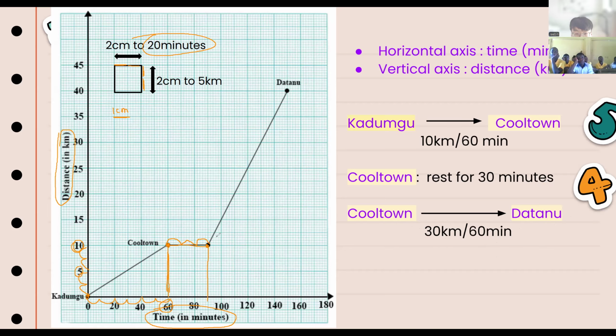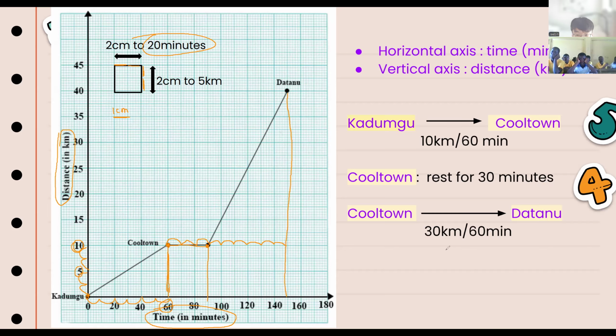So we need to go here, 6 centimeters in the horizontal axis. Let's count. 1, 2, 3, 4, 5, 6. It's over here in this line, which is right.